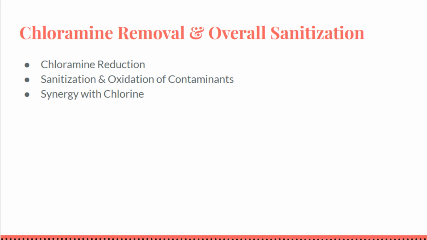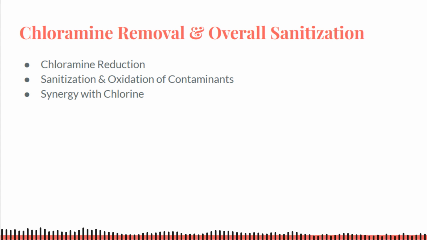Chloramine reduction. Both ozone and AOP excel at breaking down chloramines, combined chlorine compounds that cause odor and irritation. Ozone is a very powerful oxidizer that destroys chloramines much faster than chlorine alone can. Pool ozone systems have been shown to eliminate pool smell and eye irritants by oxidizing chloramines and other byproducts.